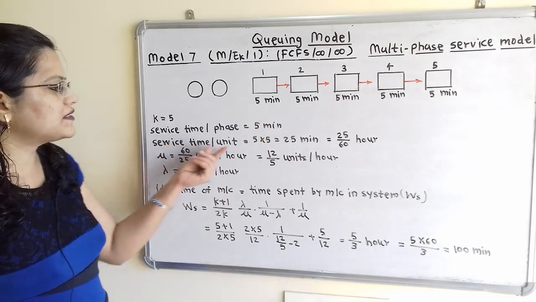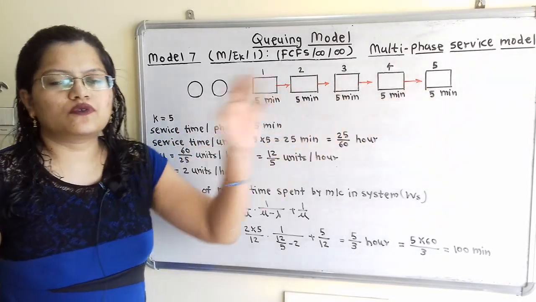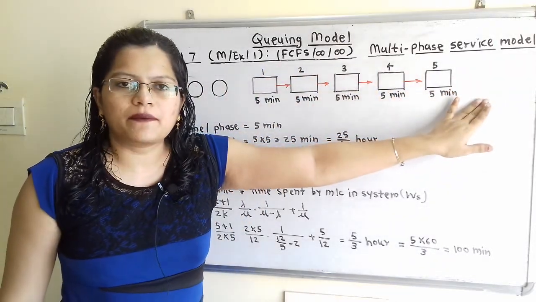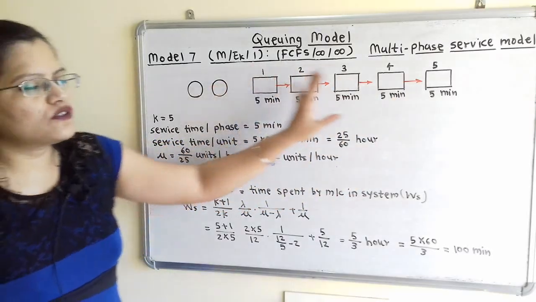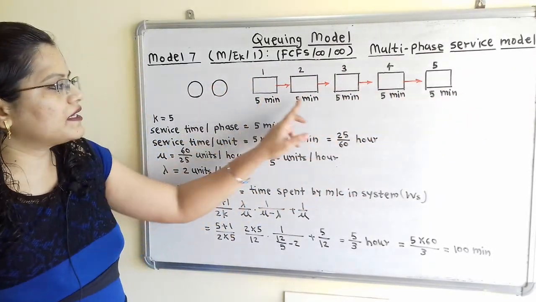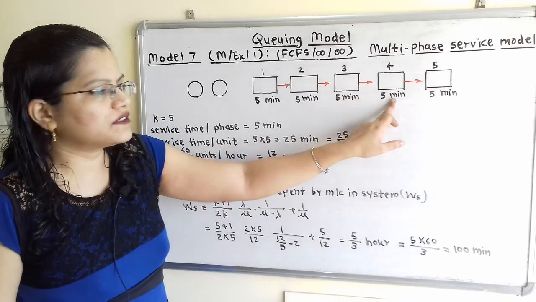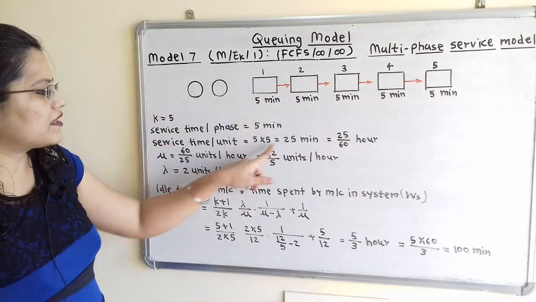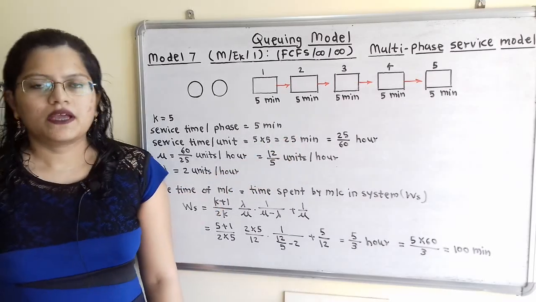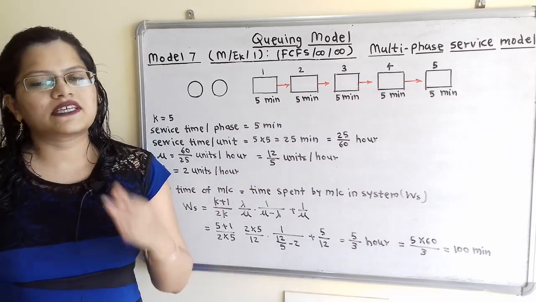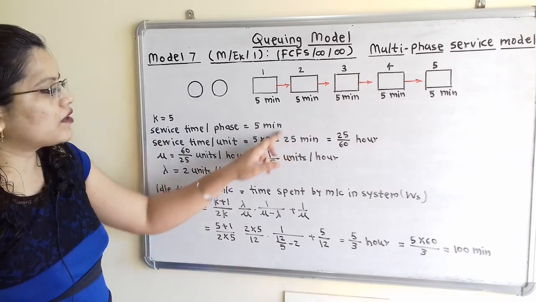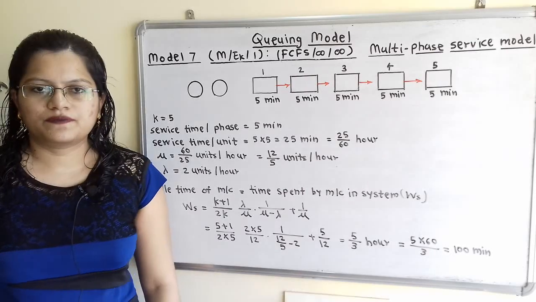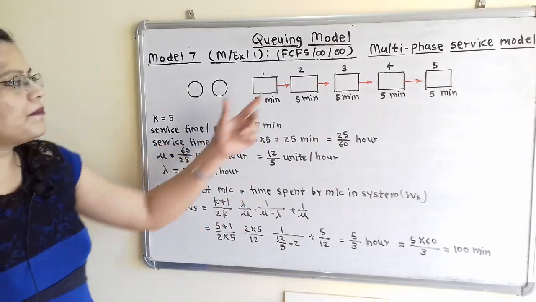Then what is the service time for this whole unit? To repair the machine, it has to pass through these total 5 phases and it requires the total time, that is 5 minutes plus 5 minutes plus 5 minutes plus 5 minutes plus 5 minutes. So we can say 5 multiplied by 5, that is equal to 25 minutes. But lambda is given in hours, so we have to convert this time into hours, that is 25 by 60 hour. This is the service time per unit.